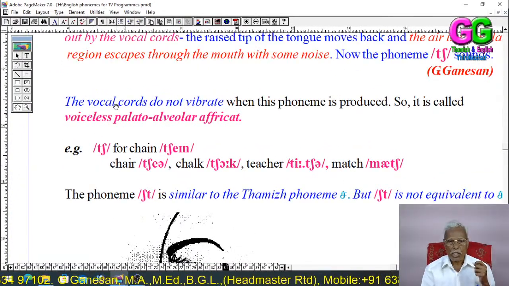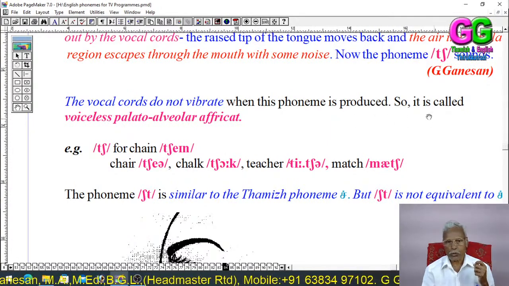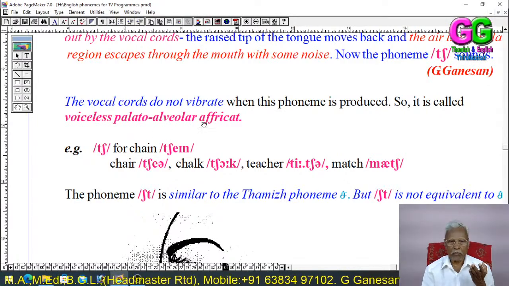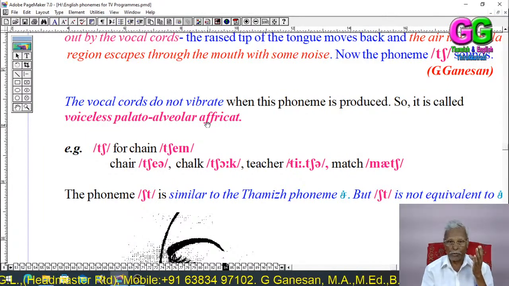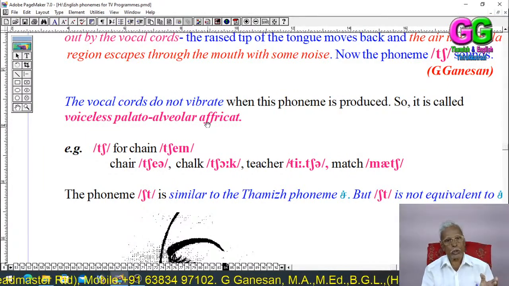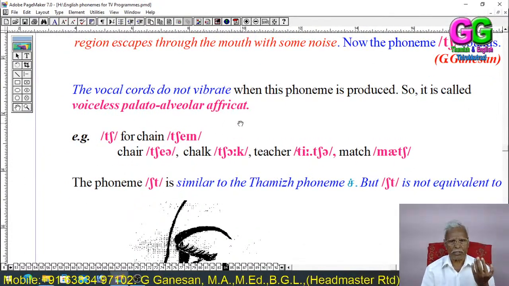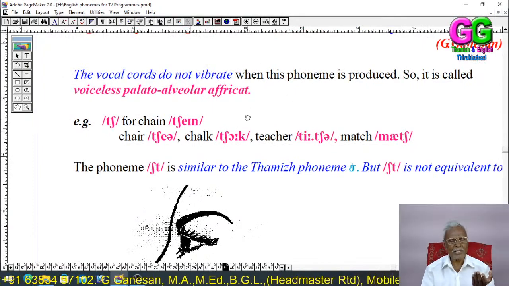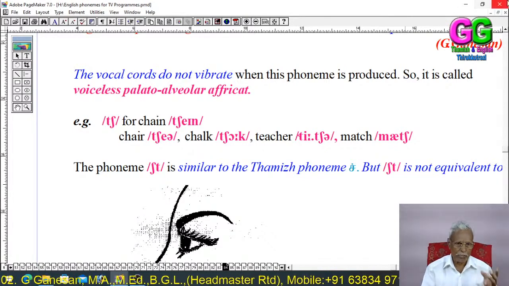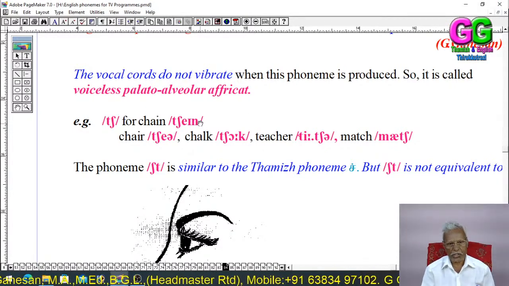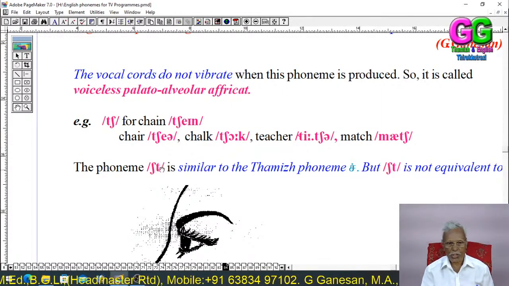For example, the vocal cords do not vibrate when this phoneme is produced, so it is called a voiceless palato-alveolar affricate. This word affricate is a technical name used in English regarding the production of some English phonemes. Examples: chain, chair, chalk, teacher, match.